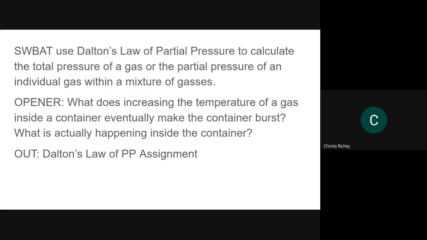So for the opener, let's see, why does increasing the temperature of a gas inside a container eventually make the container burst? So if you have an aerosol hairspray can, and it's empty, why don't you throw it in the fire? Why does it explode?